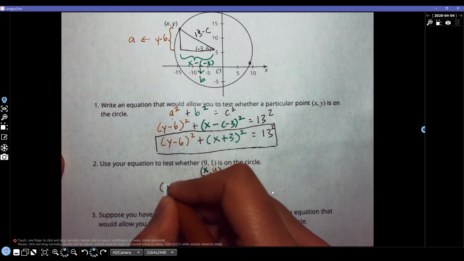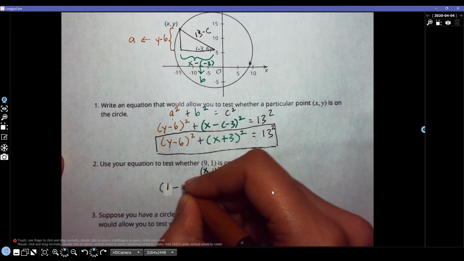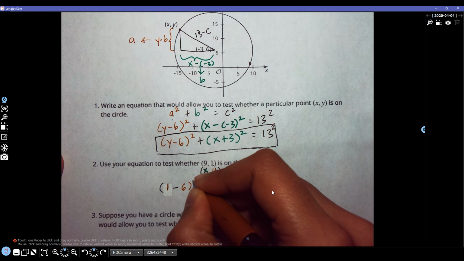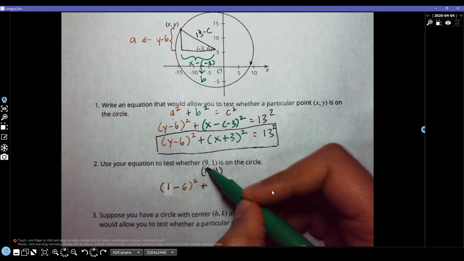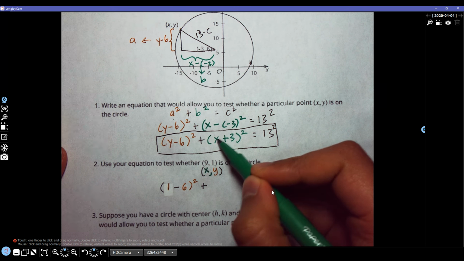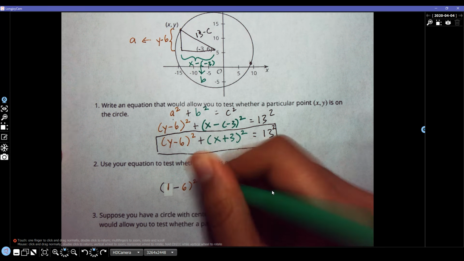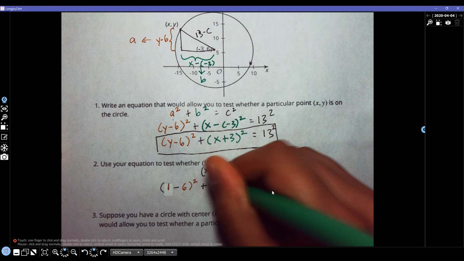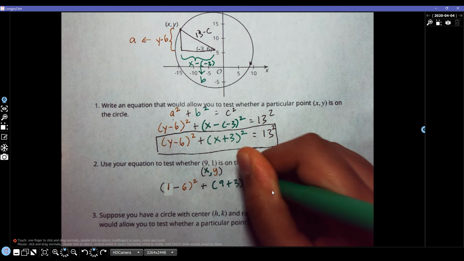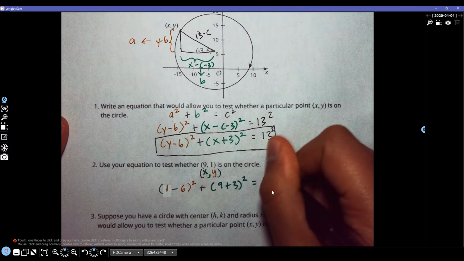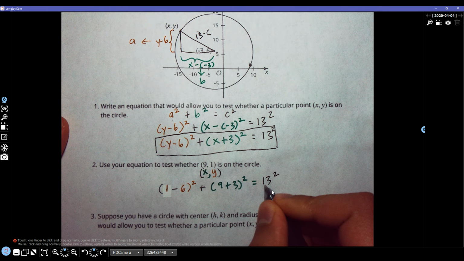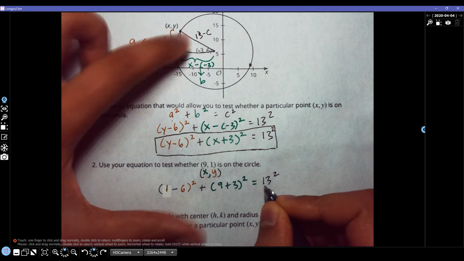So I've got 1 minus 6, the whole thing squared, plus, and then now my x coordinate here is 9. So I'm going to go ahead and plug that in where I see x. So I've got 9 plus 3, the whole thing squared, is equal to 13 squared. And remember, this part of our equation represents our radius, our hypotenuse as well in this case.